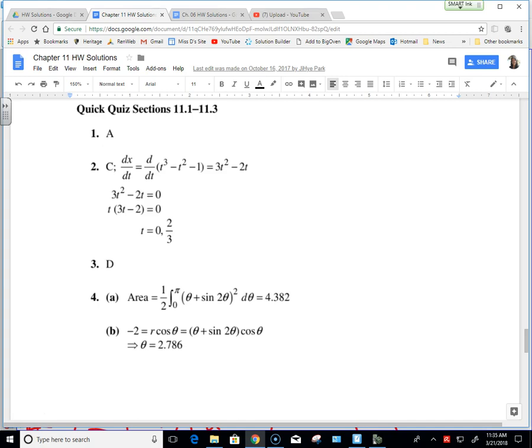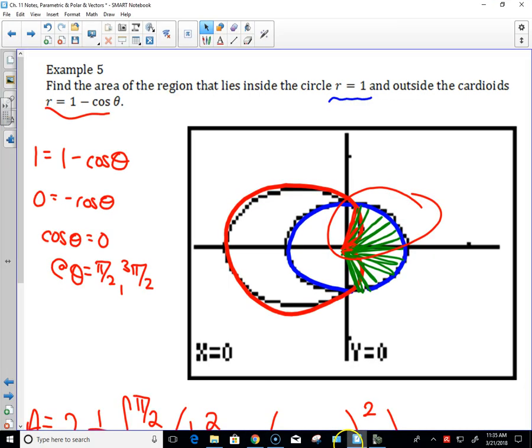Within the cardioid, no, within the circle, but outside the cardioid. Is it the same shape though? No. Okay. The dimple isn't on the inside of the loop. This is my shape. Okay. What are my functions for it? Cosine theta and 1 plus cosine theta.